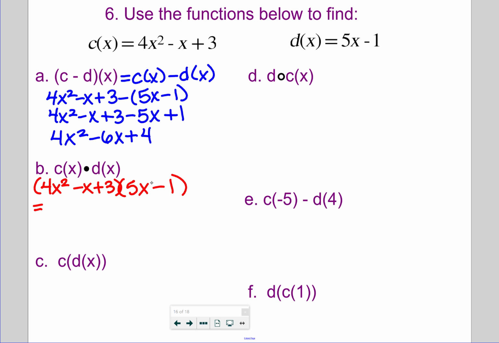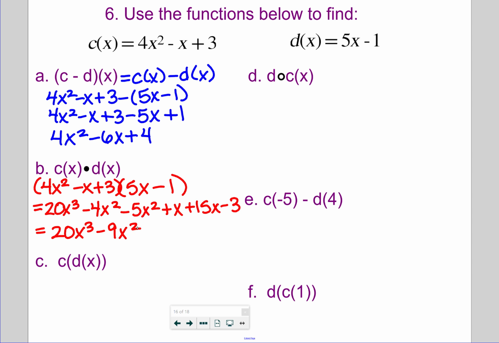4x squared times both things in the second parentheses will give me 20x cubed minus 4x squared. Negative x times each term in the second parentheses will give me a -5x squared and a positive x. And finally, 3 times everything in the last parentheses will give me a 15x minus 3. Again, combine like terms. Final answer here is going to be 20x cubed minus 9x squared plus 16x minus 3.